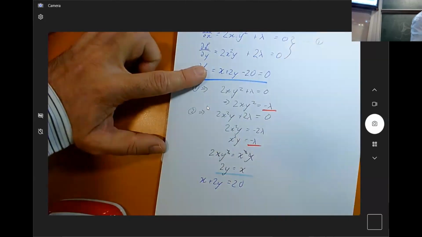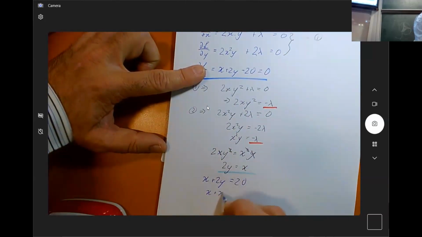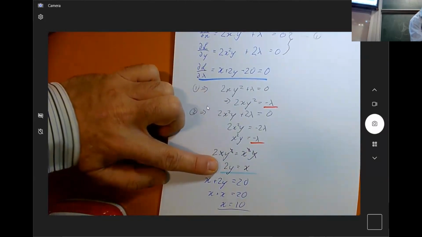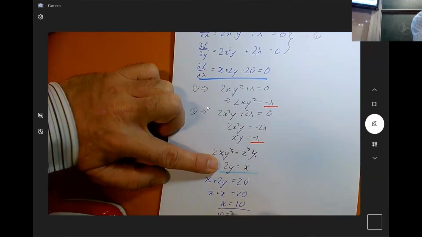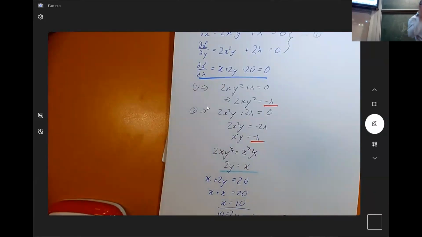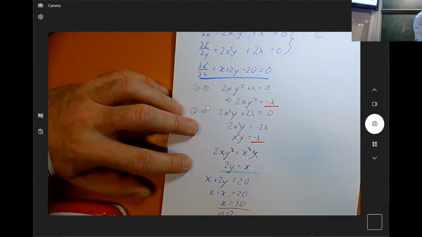I'm going to put the 20 over the other side. And then 2y is equal to x. So this is x plus x is equal to 20, and so x is equal to 10. And if x is equal to 10, so 10 is equal to 2y, therefore y is equal to 5. So my optimal point would be 10 and 5.